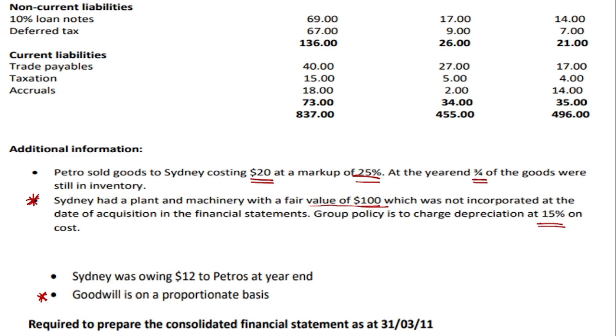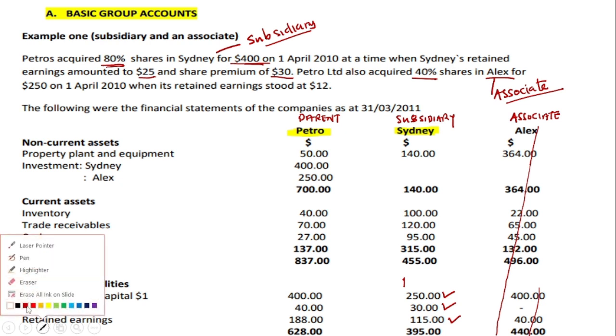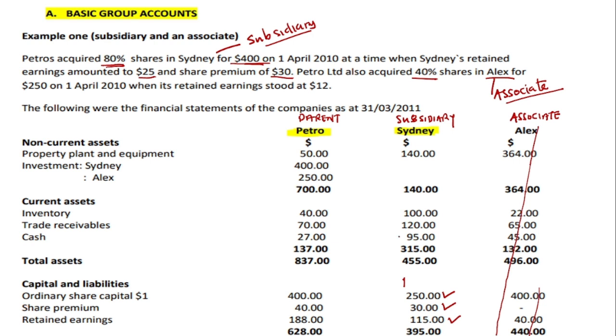Retained earnings. Let's check. Okay, just below the share premium, that's the one for the parent. We have 188. That's what we are picking. So for the parent to get everything, show this 100%.